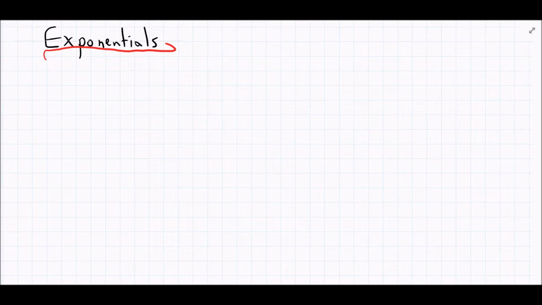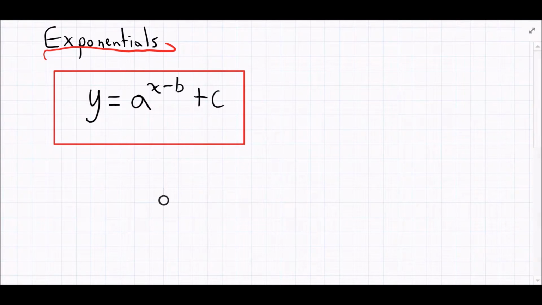So far we've looked at parabolas and cubics. Our third graph that we're going to look at is exponentials. So, the general equation for an exponential is y equals a to the power of x minus b plus c. And just like the parabola and the cubic, a, b, and c all control similar things.